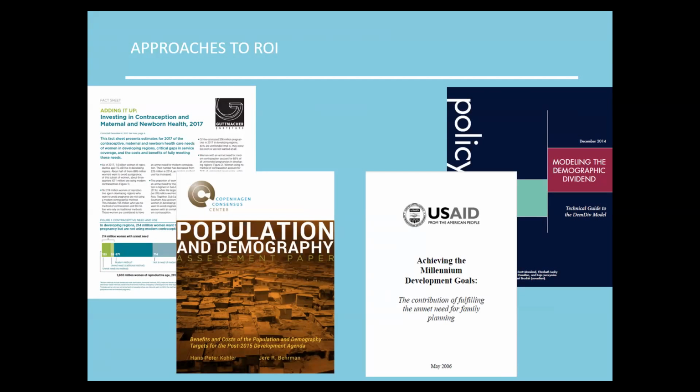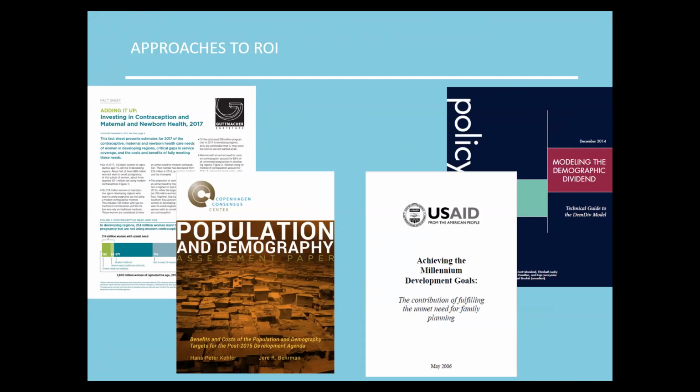The numbers that I've selected here are more recent ones that you will see, and the studies that you see on the screen here include Adding It Up, done by the Guttmacher Institute. The lower left, the Copenhagen Consensus Center, a special paper on population and demography that was done in 2011. Some work from the Health Policy Project. Actually, this was, I believe, the Health Policy one, and this was done in 2006 by the Futures Group. And a more recent one up on the upper right, looking at modeling the demographic dividends.